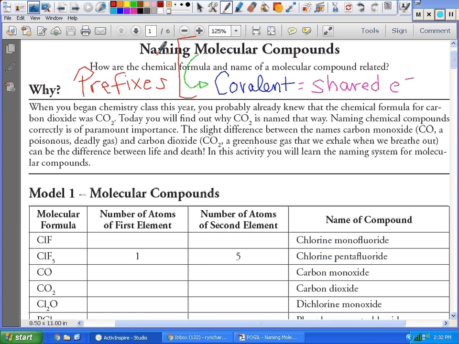Prefixes. So when we're talking about molecules and covalent compounds, will you have prefixes on the names? Yes. Hopefully you guys got to the ionic part as well. Were there any prefixes in ionic compounds? No. And that's going to be the number one thing that's most missed by students.